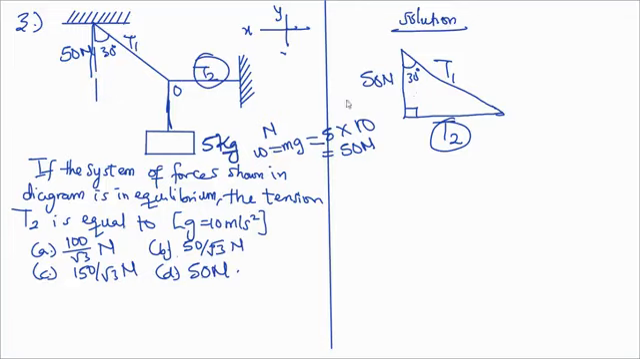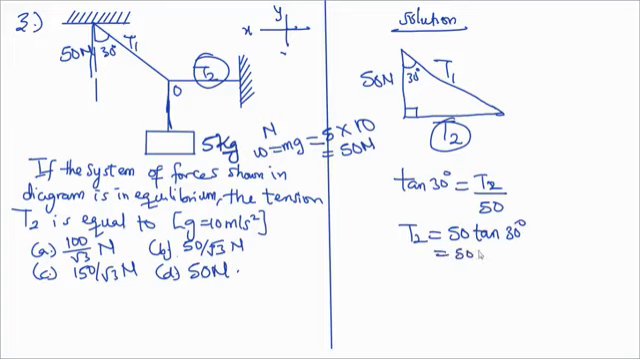Now, what are we using? We are still using our SOHCAHTOA. This is the adjacent side and this is the opposite side. Which formula connects opposite and adjacent? That's tan. So tan 30 degrees will be opposite over adjacent. That's 50. So our T2 is 50 tan 30 degrees. What's our tan 30? That's root 3 over 3. Do you get?